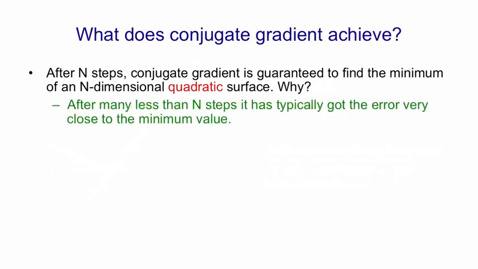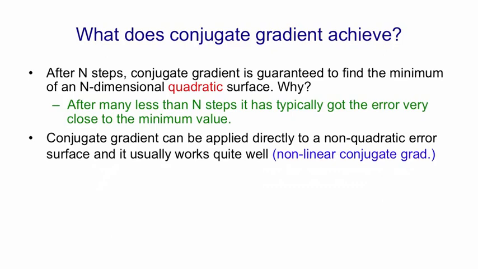More importantly, in many less than n steps on a typical quadratic surface, it will have reduced the error very close to the minimum value. And that's why we use it. We're not going to do the full n steps. That would be as expensive as inverting the whole matrix. We're going to do many less than n steps, and we're going to get quite close to the minimum.